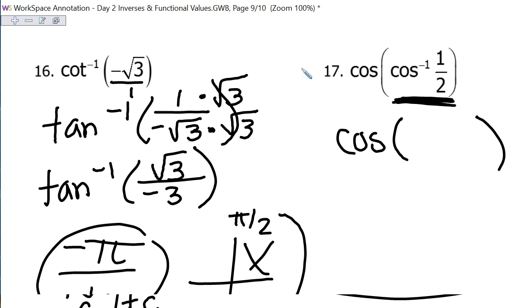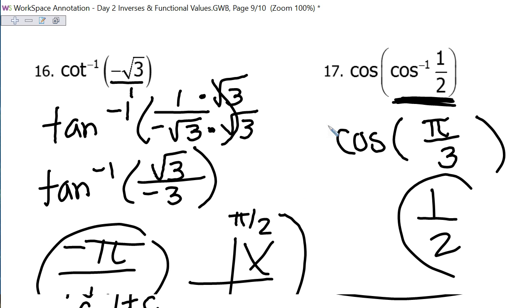What angle has the cosine of 1/2? Pi over 3. Now, it's just a unit circle question. What's the cosine of pi over 3? The cosine of 60 degrees is 1/2. Cosine of pi over 3 is 1/2.